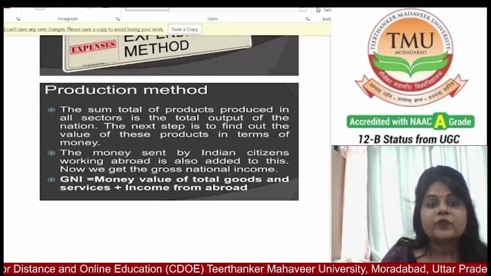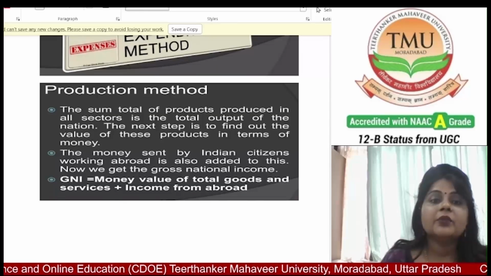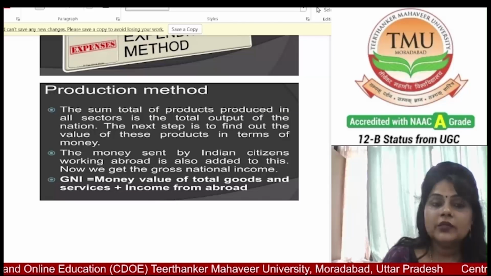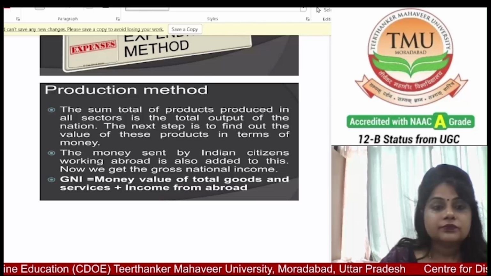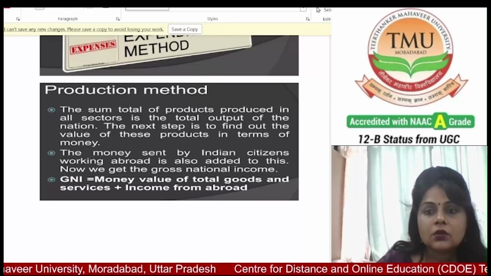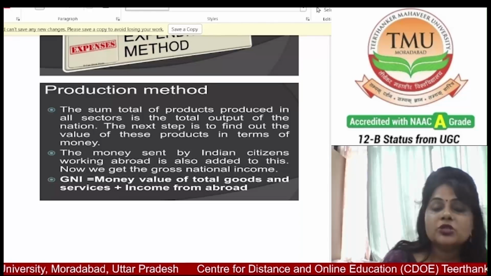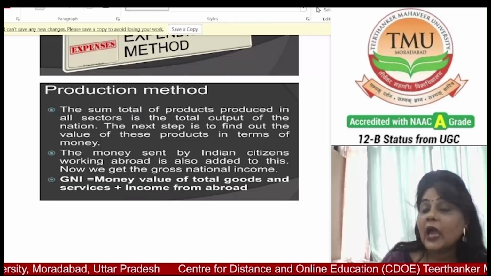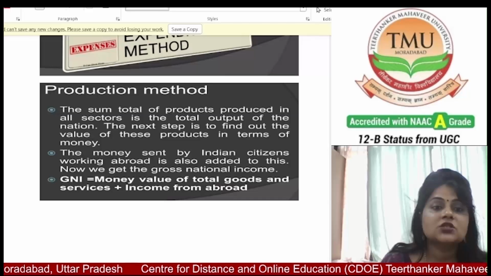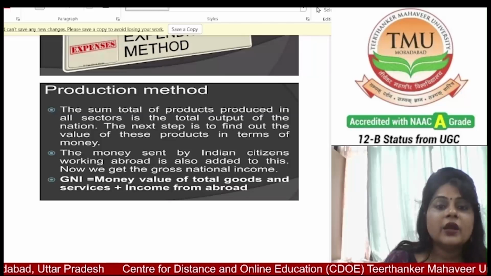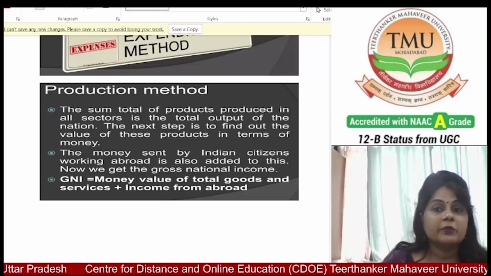So first of all, the final output method. The method of final output says that only the value of the final goods should be added in the determination of national income. So in the above example, using the method of final output, only the value of biscuits, 700, at which these are sold to the final consumer, will be taken during the calculation of national income.